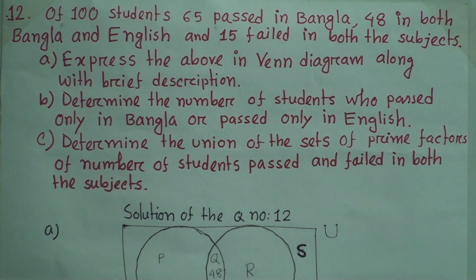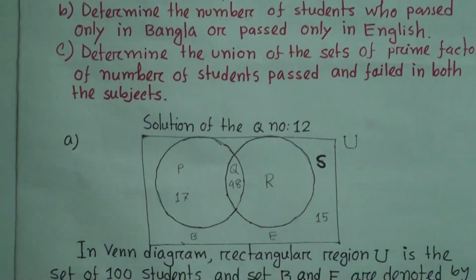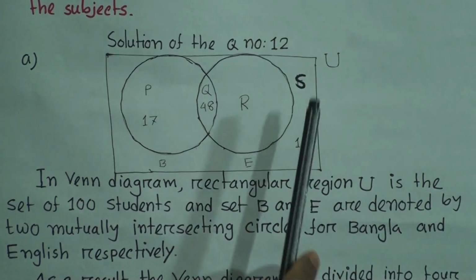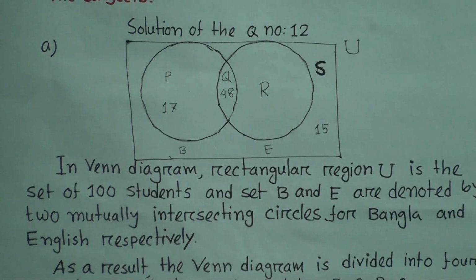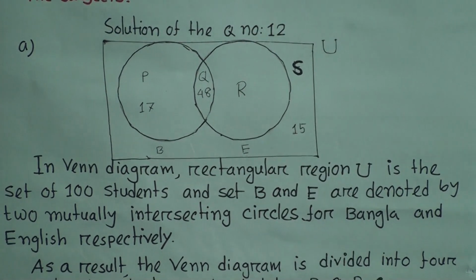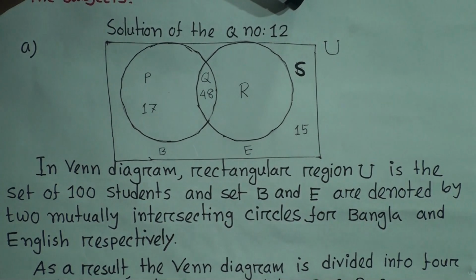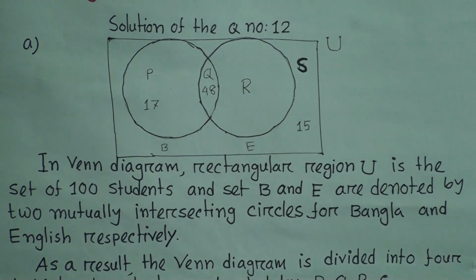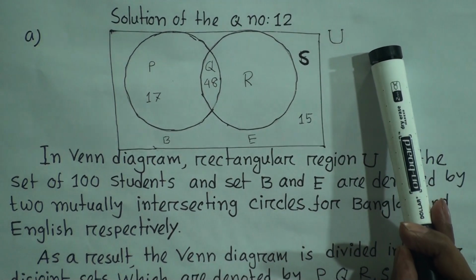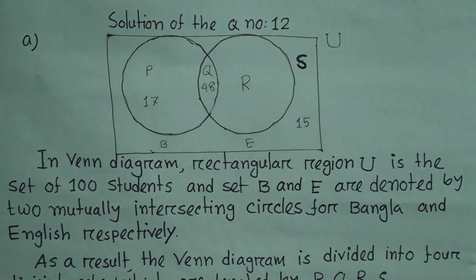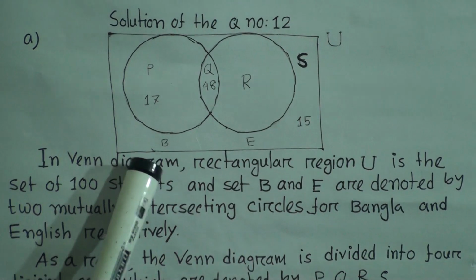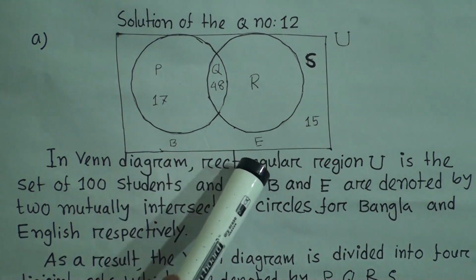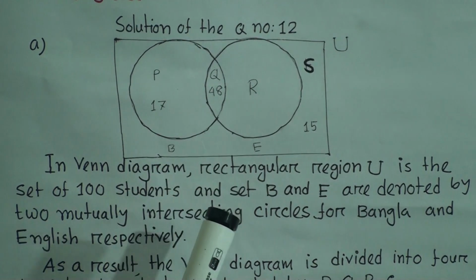At first I will discuss question number 1. Please look. At first I have drawn it this way. This is called a Venn diagram and this is the rectangular region. U is called the universal set, and here the universal set is the total number of students, that means 100 students. Set B denotes those who passed in Bangla, E denotes those who passed in English.